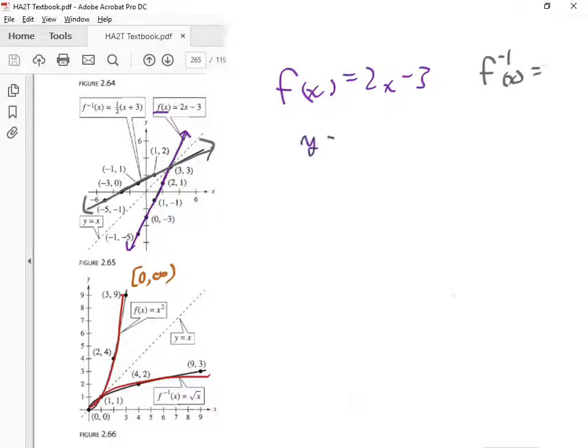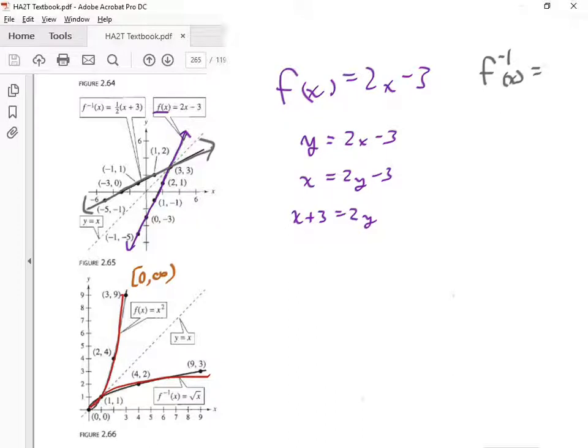I like to rewrite this as y equals 2x minus 3, and then I switch the x and the y. And then I solve for y again. I'm trying to see if the y can be written as a function of x. So what I do first is I would add 3 to both sides. And then I get x plus 3 equals 2y.